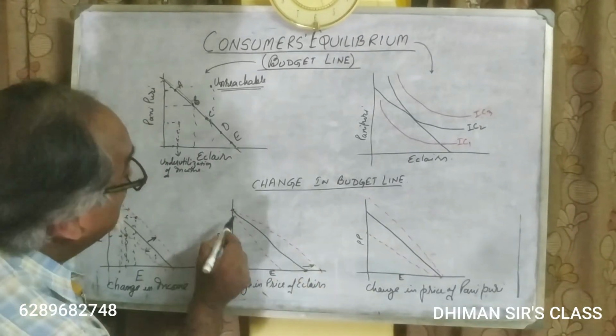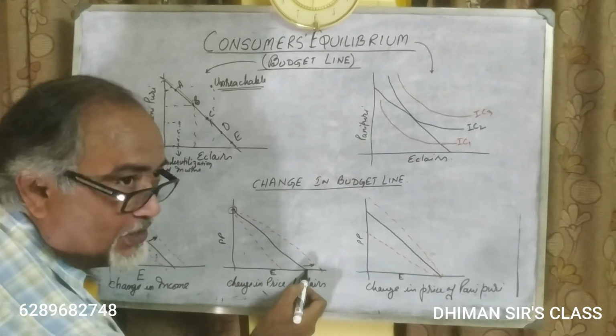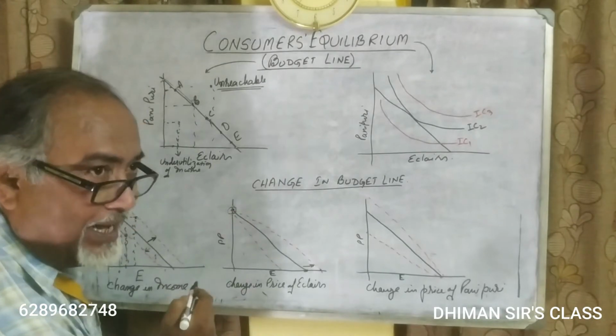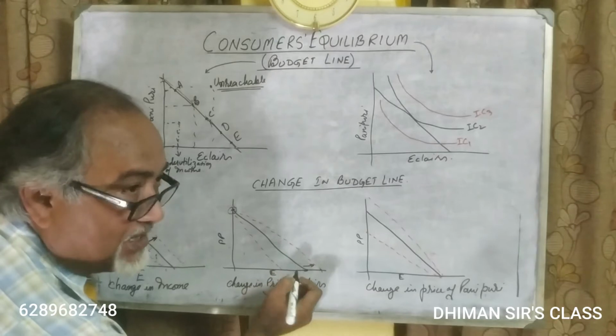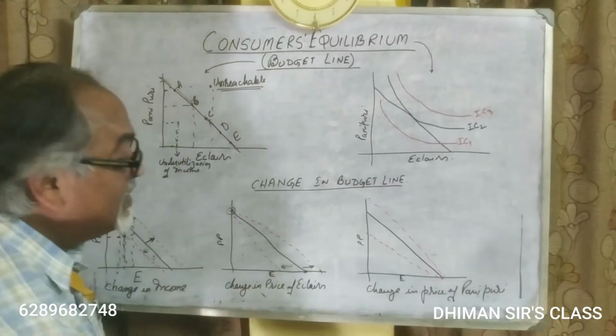And if the price of Pani Puri has not changed, but the eclairs price has increased, in that case my purchasing power has decreased. I will stick to Pani Puri here because the price of Pani Puri has not changed. But the eclairs price has changed. My purchasing power of eclairs has come down. So I will shift on to this point.